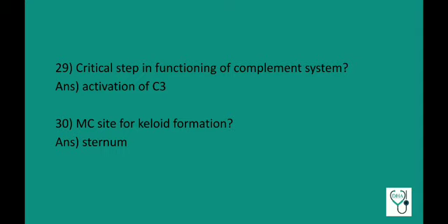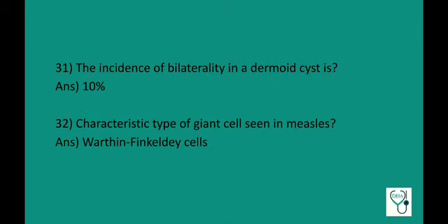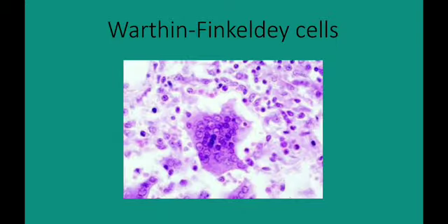Most common site for keloid formation? Sternum. The incidence of bilaterality in dermoid cyst is 10%. Characteristic type of giant cell seen in measles? Warthin-Finkeldey cells. This is an image-based question of Warthin-Finkeldey cells, which are giant cells seen in measles.